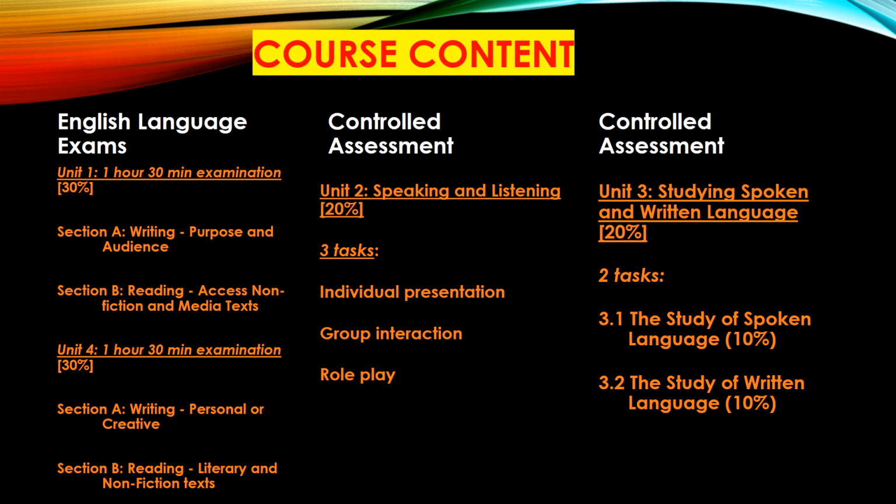Unit 3 for your English language is the study of spoken and written language, and it's worth 20%. There are 2 tasks. You'll be asked to compare and contrast 2 pieces of spoken language. Sometimes they're scripts, sometimes they are the transcripts of interviews. You'll also be asked to do the study of written language, and usually that will involve taking a look at your literature text and composing a question from it, so as to try and maximise the chances of you scoring a high mark.